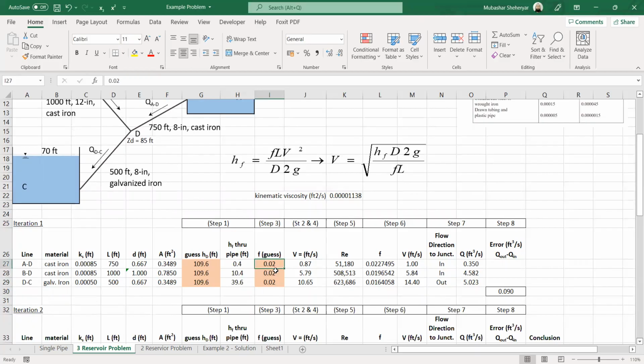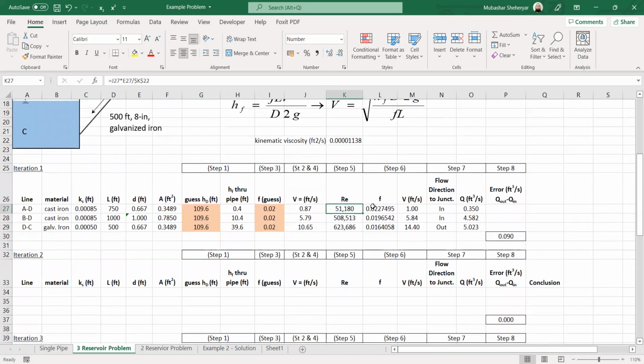Based on this friction factor, we will use the Darcy-Weisbach equation to calculate the velocity. We know the head loss, the diameter, g, and L, and we have assumed the f, and hf is calculated based on the assumed values. First we will calculate the assumed velocity, then we will calculate the assumed Reynolds number based on the assumed velocity. Based on these values, we will again calculate the friction factor.